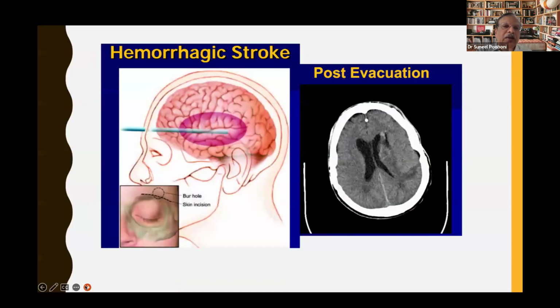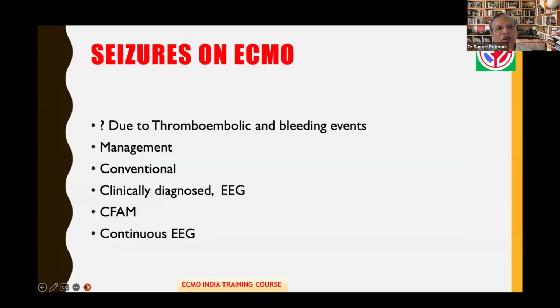Preparation, personnel, planning, and execution are very important. It can lead to hemorrhagic stroke also. Seizures and ECMO are important. The management is the same as we do in patients not on ECMO, with anticonvulsants, but see the underlying cause, what could be that, and try to treat the underlying cause as well.